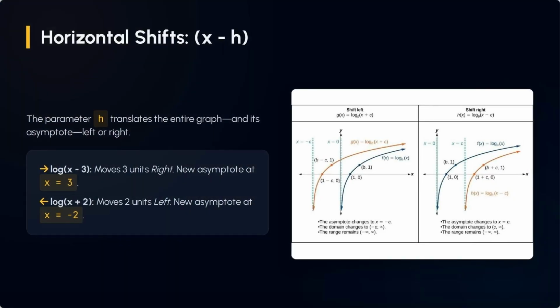The parameter h controls horizontal shifts. Subtracting h from x moves the entire graph right, creating a new asymptote, while adding h shifts it to the left.